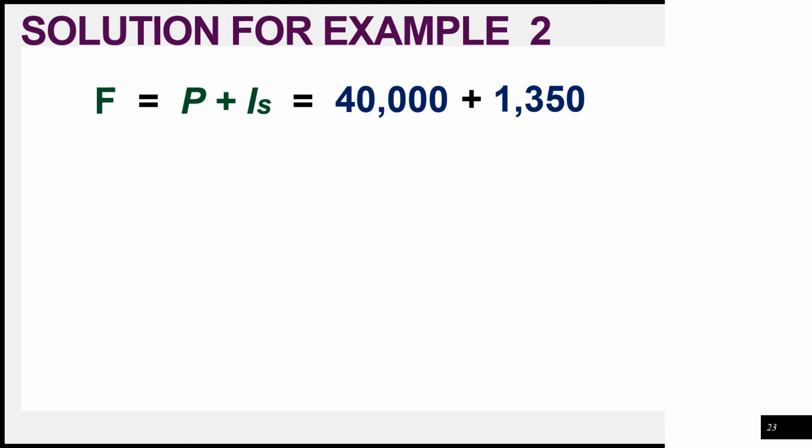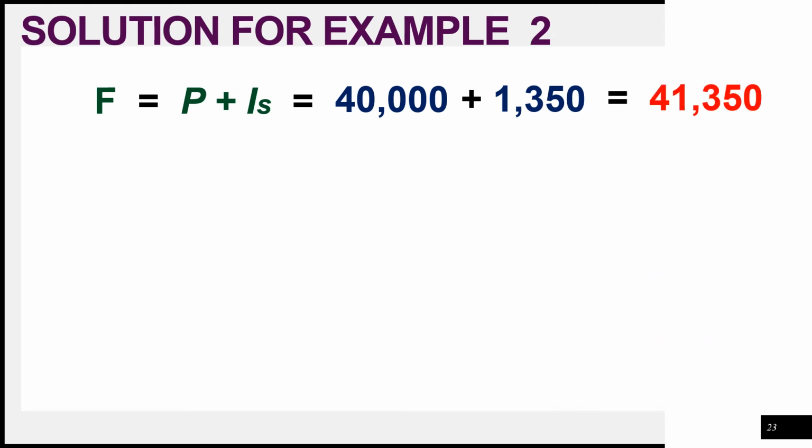Since we already have solved for the interest of the amount borrowed by May, let's solve for the future value. We have the formula F equals P plus I. Why did we use this formula for the future value? That is because we already have our principal amount and we already solved for the interest. We have the principal, 40,000 pesos. Then we added the interest, which is 1,350 pesos, the total interest accumulated from the 9-month term.